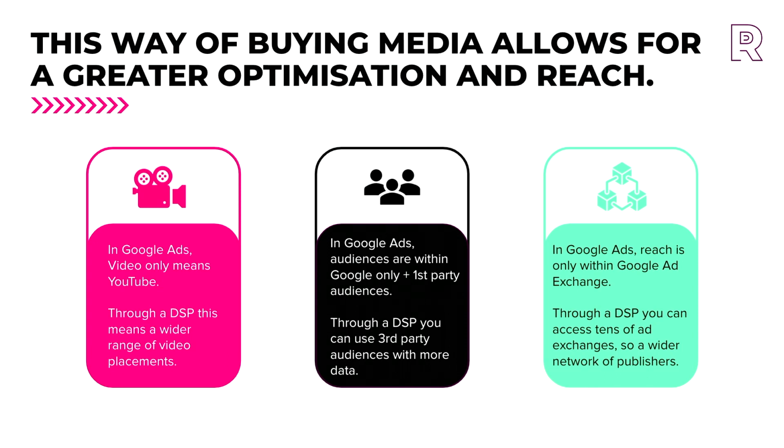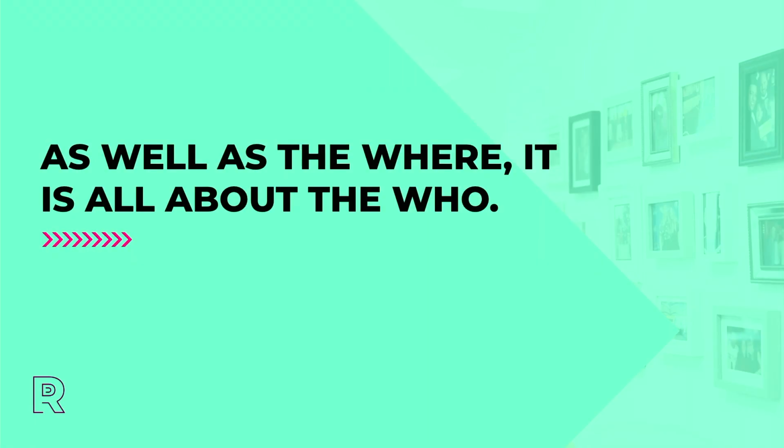For Google Ads, again, when you're talking about audiences, you've got the audiences that are within Google, so the curated audiences, keyword-based audiences, and the first-party audiences that you can overlay. When you're using a DSP, and we'll talk about this shortly, you can then access other third-party audiences as well to engage with the relevant customers. And then finally, for Google Ads, reach is only within Google's ad exchange. When you move to DSP, you then access a variety of different ad exchanges, which again increases that reach.